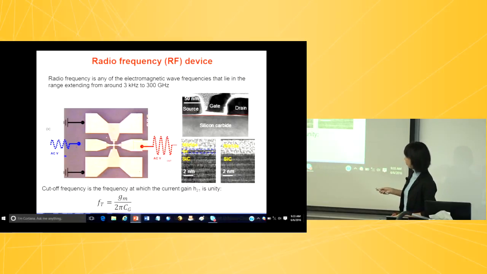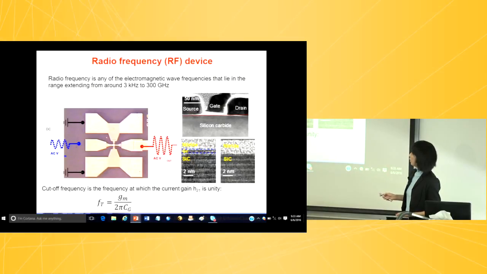This is a typical RF device, top view. The top and the bottom are the source electrodes. On the left side is the gate, and on the right side is the drain. The input signal will be put into the gate, and the output signal will be measured from the drain. These two were connected to the network analyzer through two different ports. By changing the frequency of the input signal, we can measure the output signal at different frequencies.